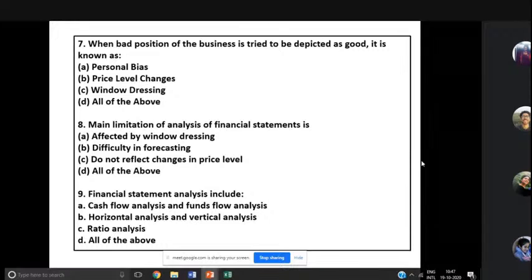Next, main limitation of analysis of financial statement is... what is the answer? D. D is the answer, all of the above. And tell me the last one, ninth one, which is the answer?